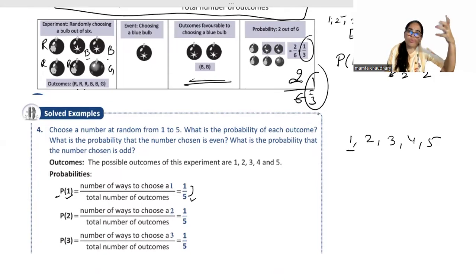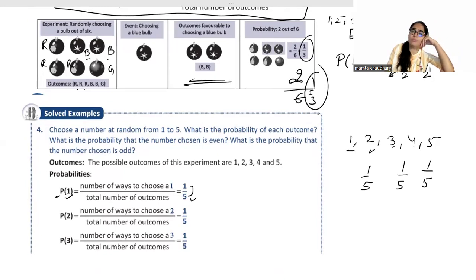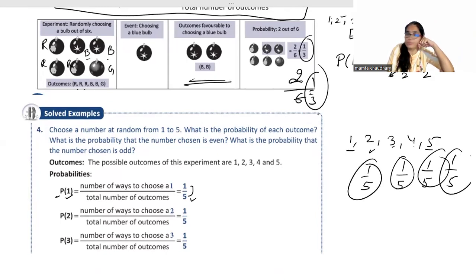Now, if I want to find the probability of getting 2, how many times is 2 coming? 1 time only. So for this also 1 by 5. How many times is 3 coming? 1 time only, in total 5, again 1 by 5. How many times is 4 coming? 1 time only, and total outcomes 5, 1 by 5. For getting 5, only 1 time, and total outcomes 5, so here also 1 by 5. Right? Clear?